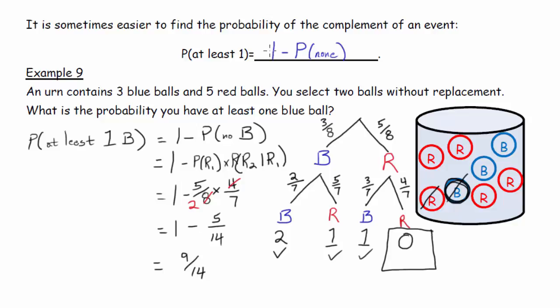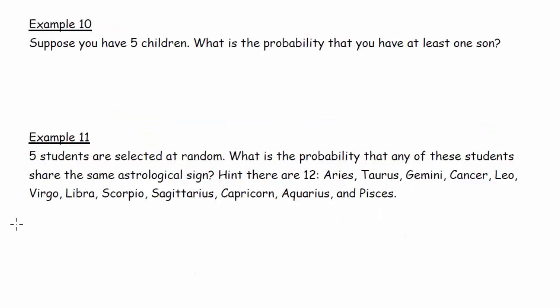So in some cases, specifically cases where we see at least one, it's oftentimes easier to find the probability of none and subtract that from 100%. So let's look at an example here. Suppose you have 5 children. What is the probability that you have at least one son? So I could draw this tree diagram out here, which is going to become quite cumbersome.